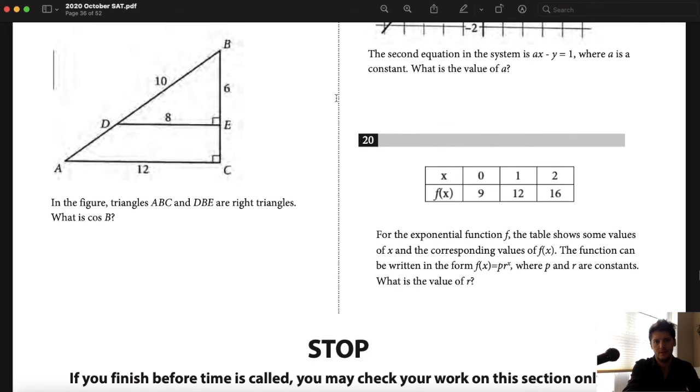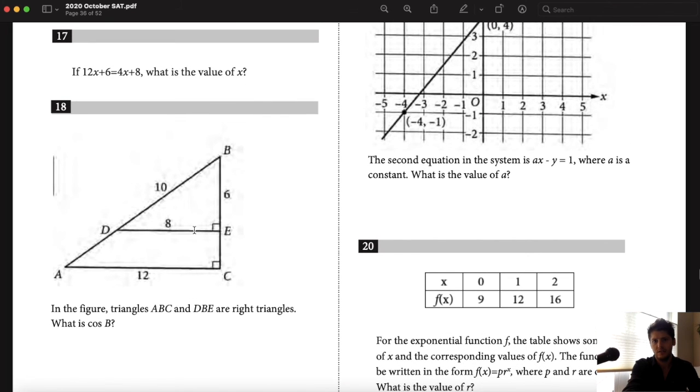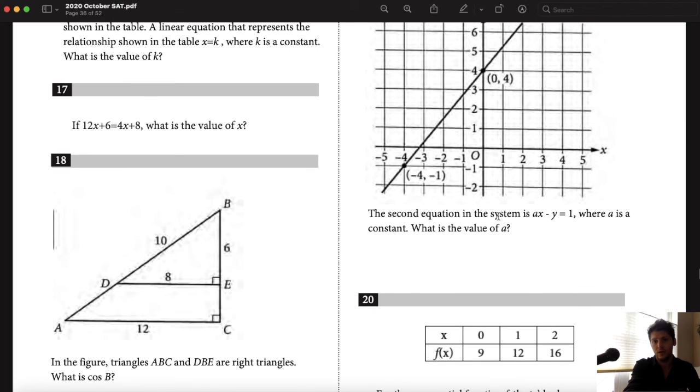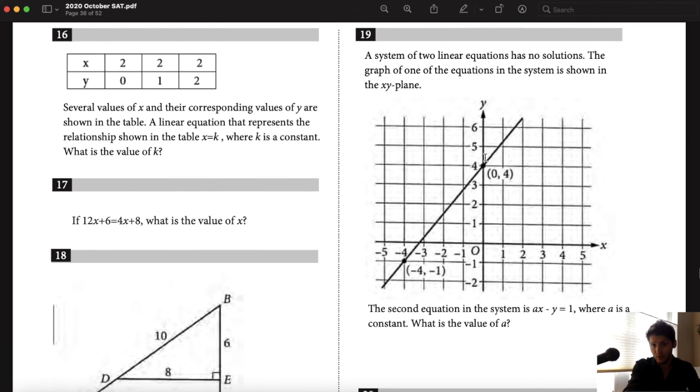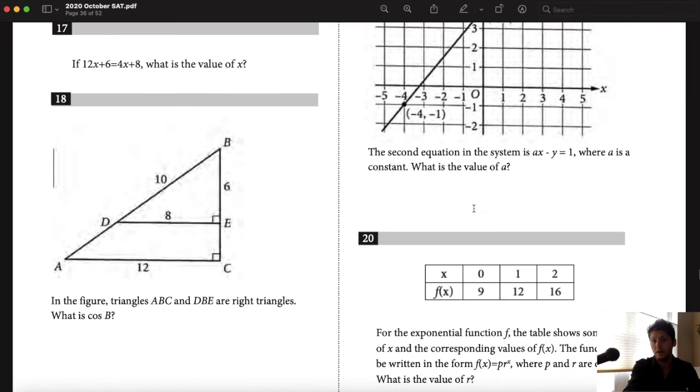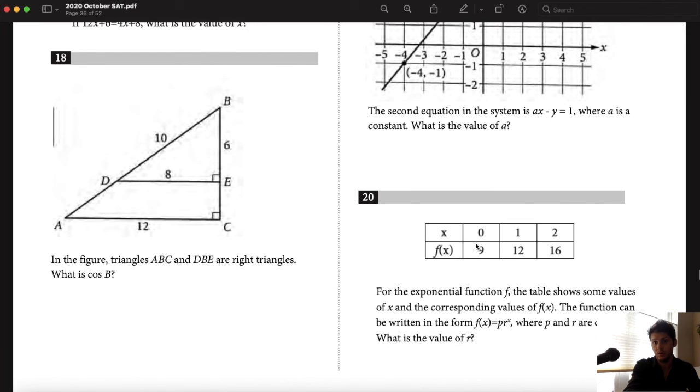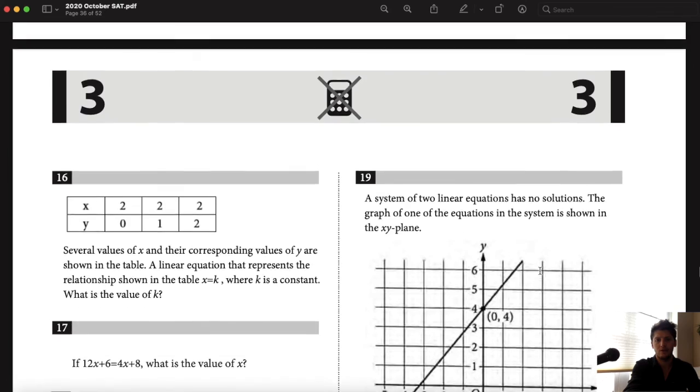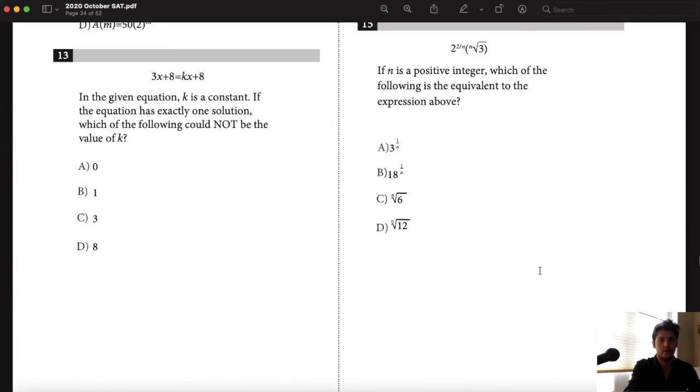That's pretty common. We had no solutions, which meant parallel lines. That's very common. We had this thing where the exponent value of 0 was very useful. R to the power of 0 is a 1. That got us going to figure out what P is, and we had to then solve for R. That's pretty common. This business of dealing with radicals as fractions, pretty common.